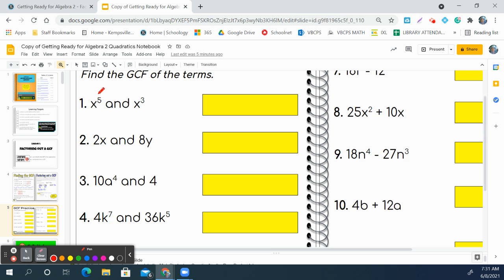So what can I divide both x to the 5th and x to the 3rd by? Well, we look at our smaller variables. So if I divide this by x to the 3rd, right? X to the 3rd. I can do x to the 3rd. And then what's left over? x squared. And x to the 3rd divided by x to the 3rd is just 1, right?